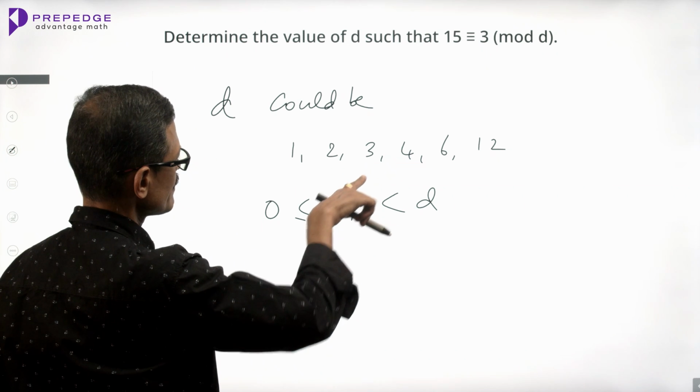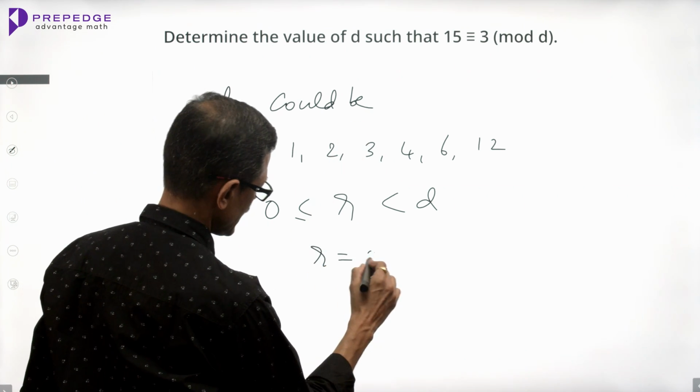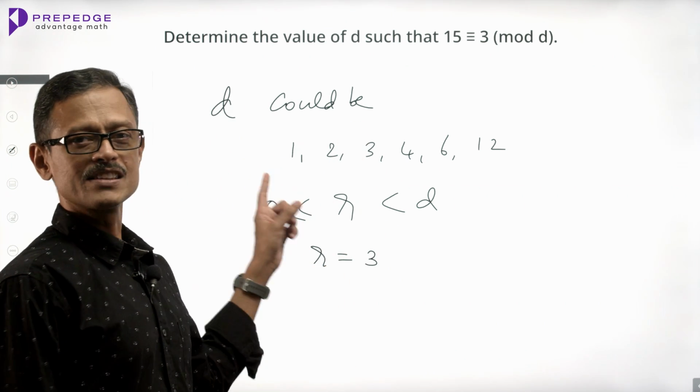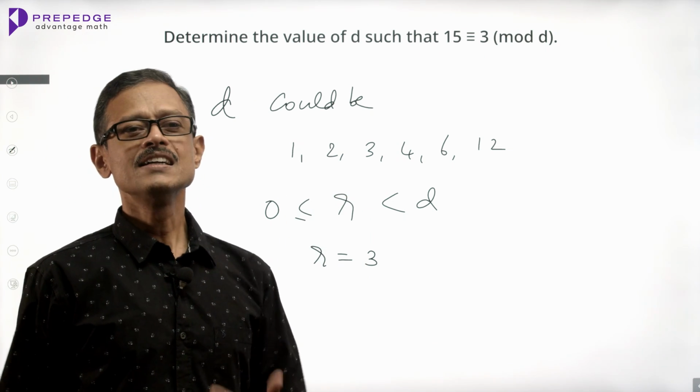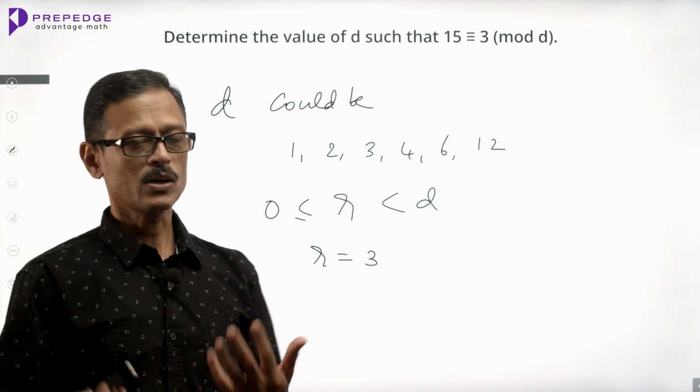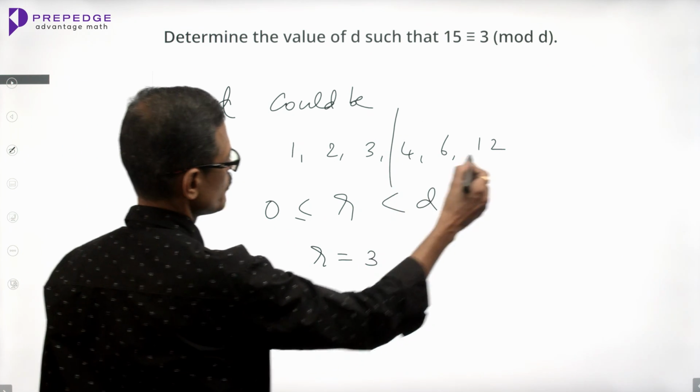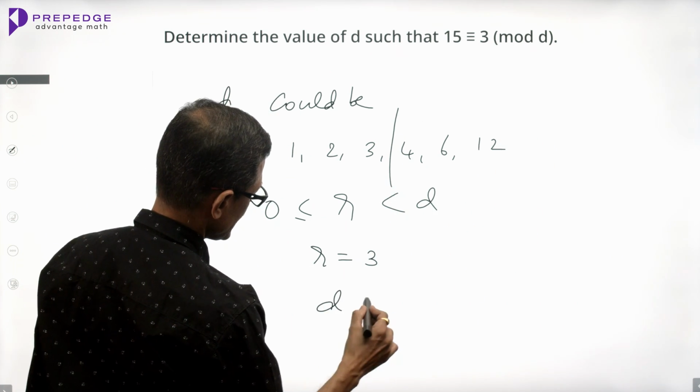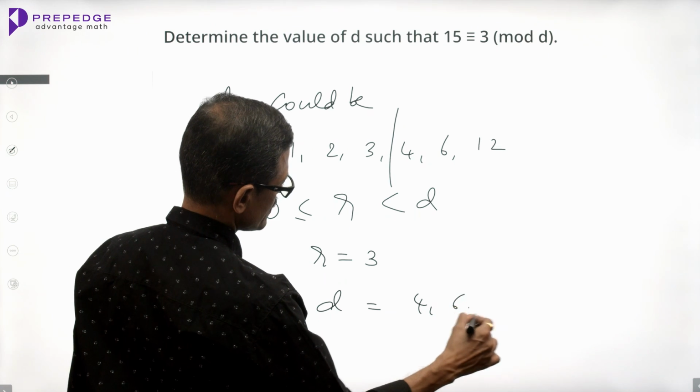ஸோ நமக்கு வந்து ரிமைண்டர் 3 இருக்கிறதுனால, this value should be less than the divisor, டிவைசரோட வேல்யூ வந்து 3ஓட அதிகமாக இருக்கணும். 3ஓட அதிகமாக இங்கே என்னென்ன வேல்யூஸ்லாம் இருக்குது? 4, 6, 12. So values that d can take will essentially be 4, 6 and 12.